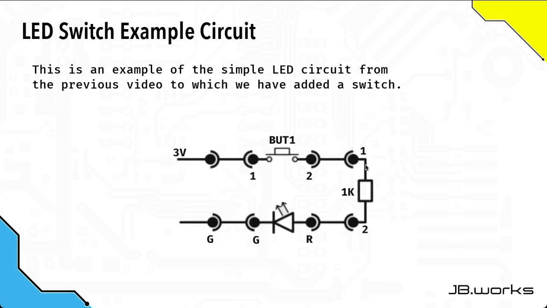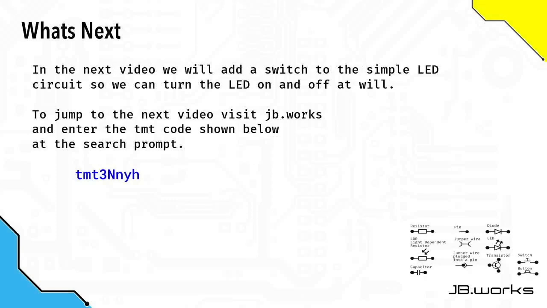And notice first of all it's a continuous path. And secondly, where you need to connect a jumper wire to a specific pin, the number of that pin or the name of that pin is given in the circuit diagram. In the next video, we're going to add a switch to the simple LED circuit so we can turn the LED on and off at will.